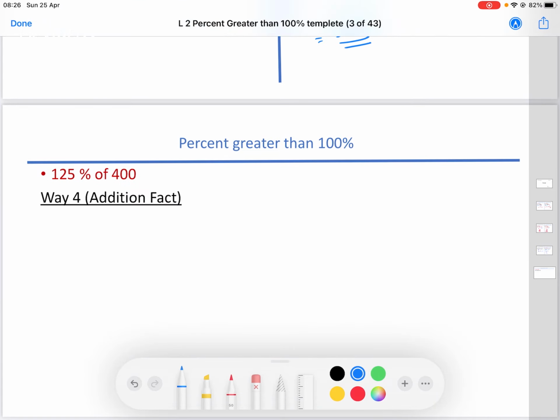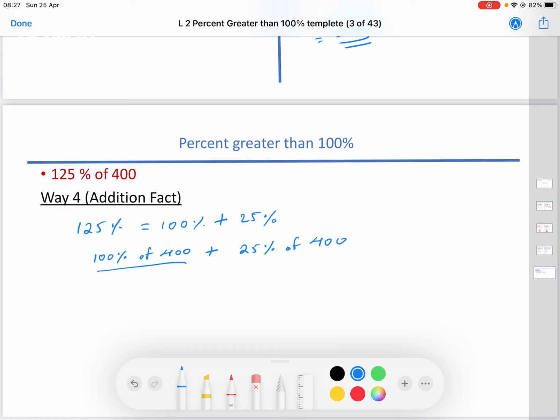For the percent greater than 100, we can also use the addition fact. We know that 125% can be written as 100% plus 25%. Therefore, 125% of 400 can be 100% of 400 plus 25% of 400.